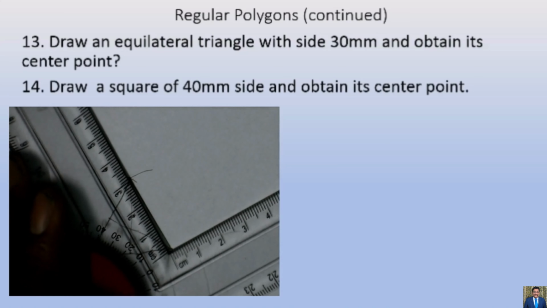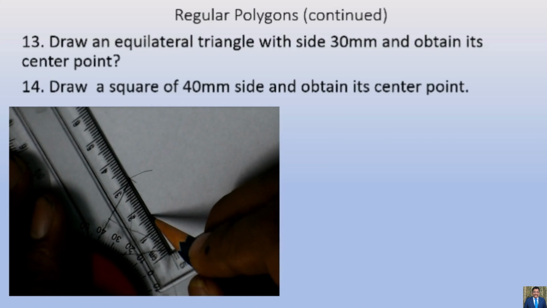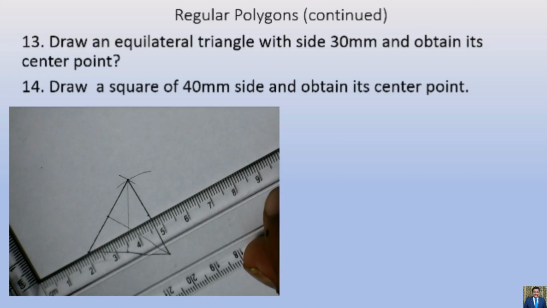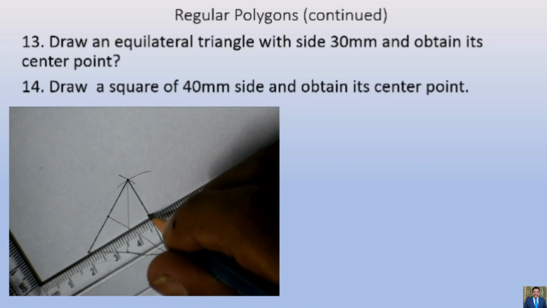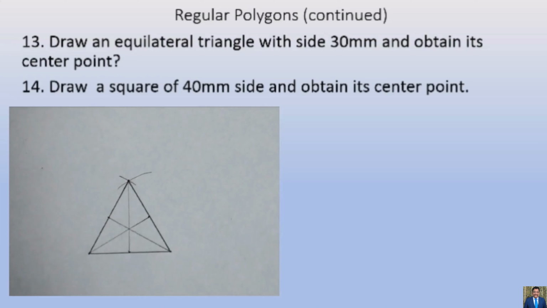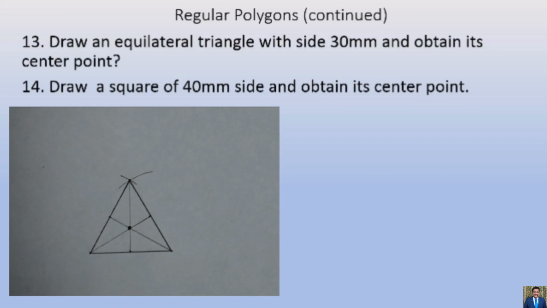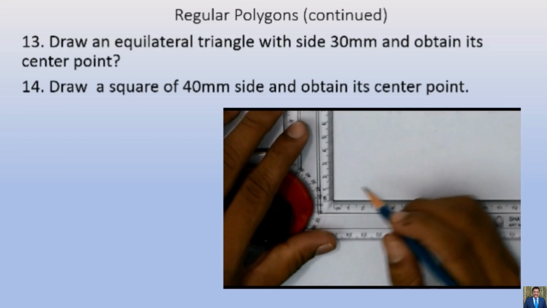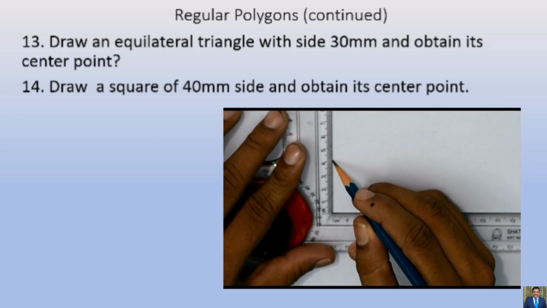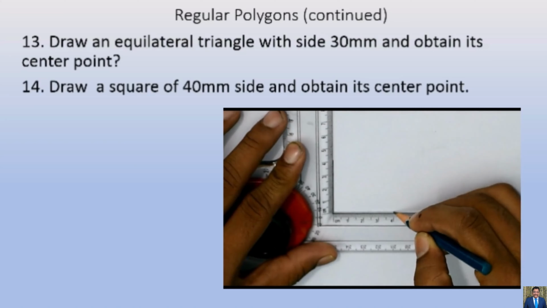From this line, so we have to take 15 mm distance again, and we will join it to the opposite corner. You can observe a common point through which all these 3 lines are moving. That point is going to be our center point. This is very important for projection of solids and other sections. Please observe that carefully. If you haven't got, go back and see that once again.